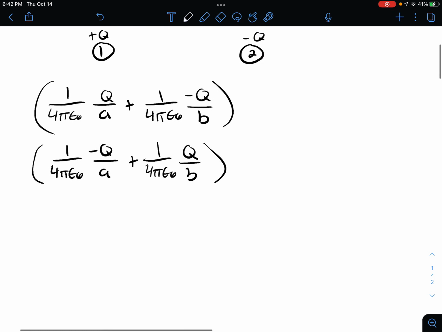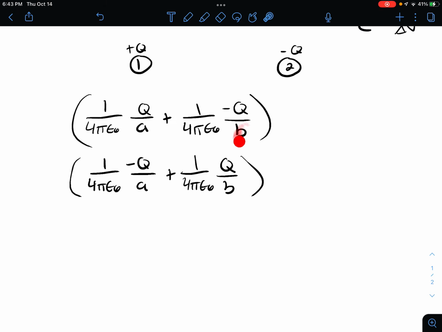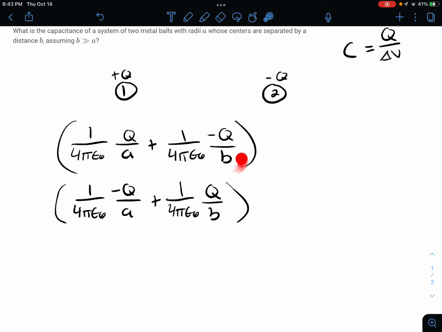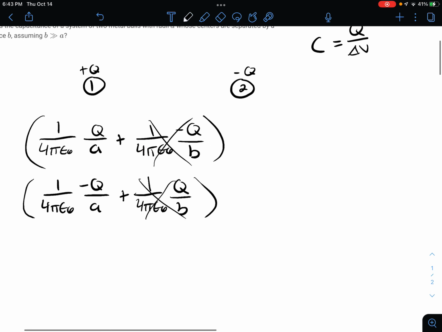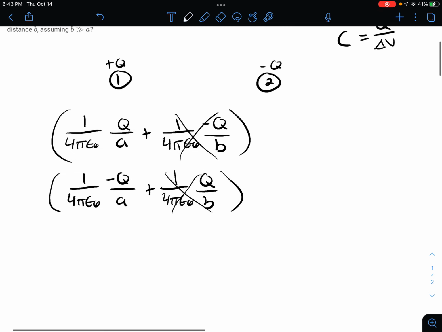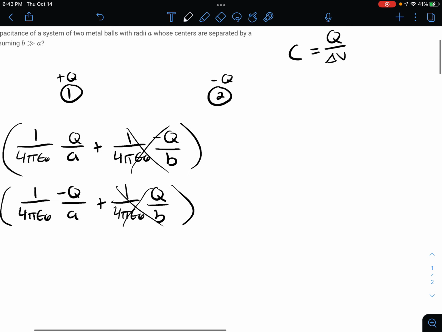So we're going to get our delta V, and since this b here is a lot bigger than a, as this denominator gets really big, this whole fraction goes to 0. So you can just ignore those terms. Really the equation is just Q over V, but we're looking for the delta V between these two spheres because that's the capacitance of the full system.